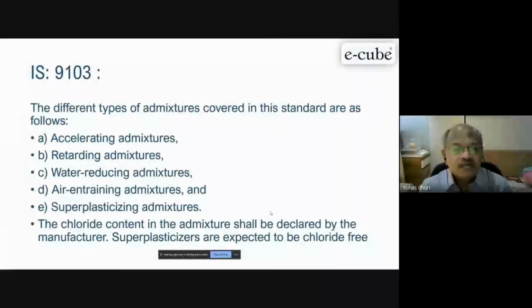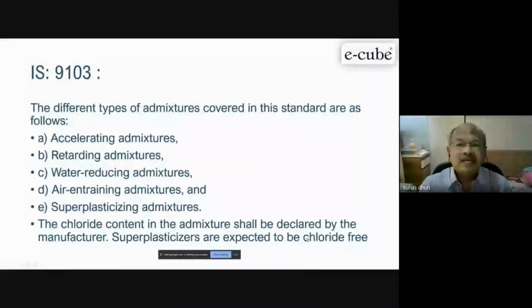Now, most of the admixtures are free from chlorides, which we had discussed earlier also. Chlorides are bad for concrete reinforcement. Whenever there is a presence of chloride, corrosion will take place. So the manufacturer has to declare how much chloride is there. Actually, it should be at very, very negligible levels. If you have more chlorides, it is bad for concrete. So one has to remember chloride-free admixtures.